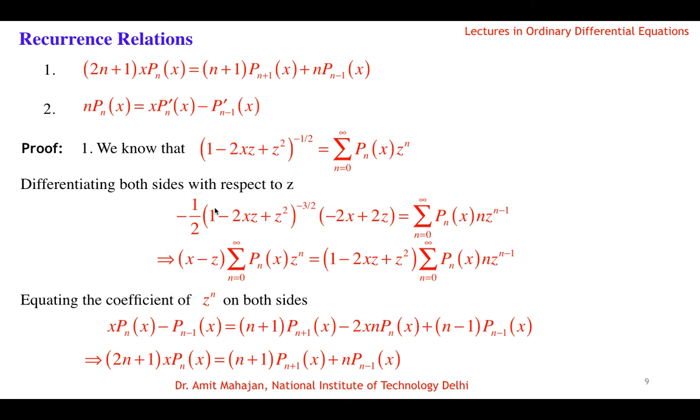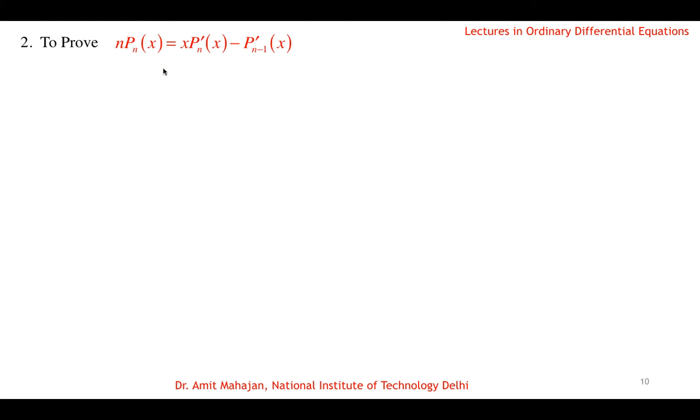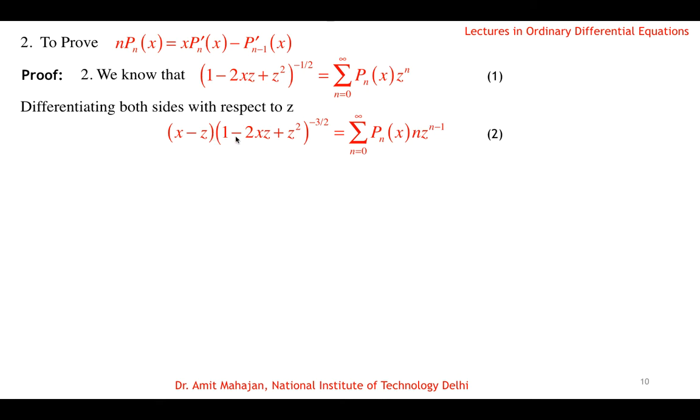Now to prove the second result, again we start with the generating function, and in this case we require the coefficient n, so we need to differentiate with z. Let us differentiate with z one time. We already did this in the previous example, so the left hand side becomes this and the right hand side is this. Also we need the derivative of the Legendre polynomial, so let us again differentiate the first equation with respect to x.